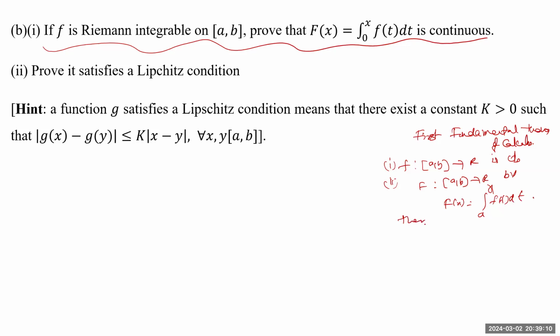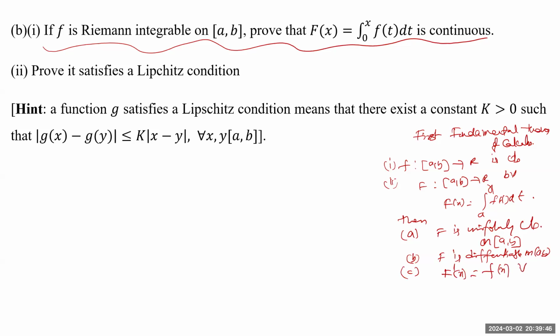We proved (a) F is uniformly continuous and continuous on the closed interval a comma b, and (b) F is differentiable on the open interval a comma b, and (c) F dash of x is equal to f of x for all x belonging to a comma b. This is the first fundamental theorem of calculus.